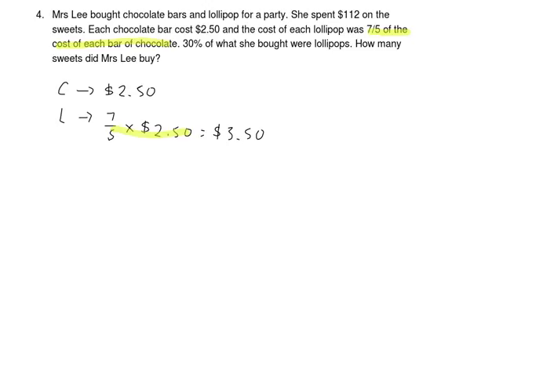Do you all agree with what Leroy said? Yes. Okay, there's only 2 items, remember. One is chocolate bar, the other one is lollipop. Sweets is the main category, okay? Understand or not? So, yes, sweets is the total. Now, 30% of what she bought were lollipops.